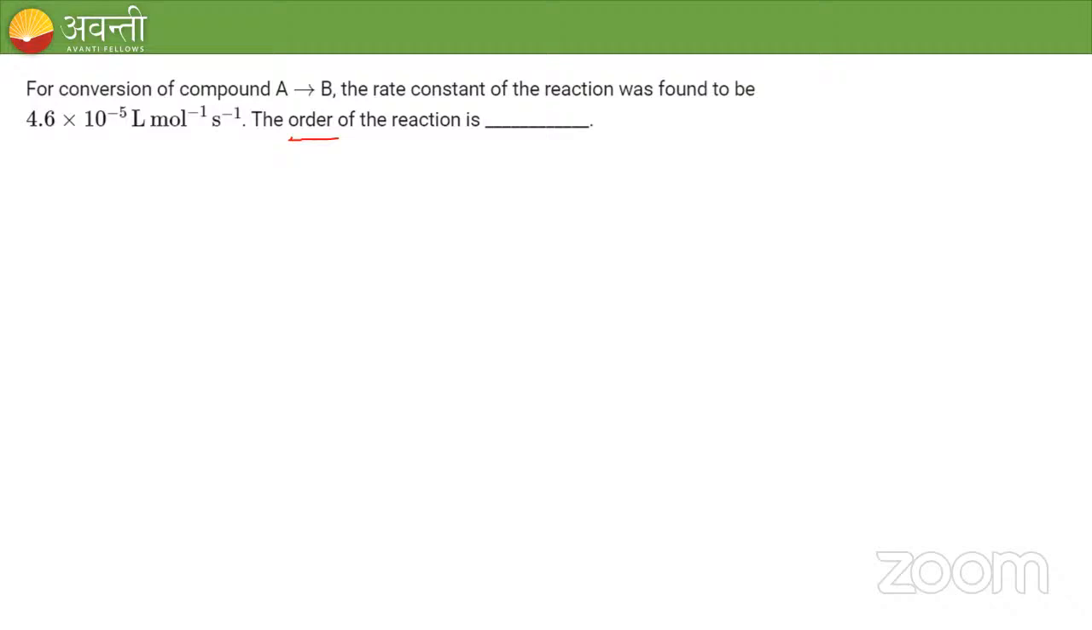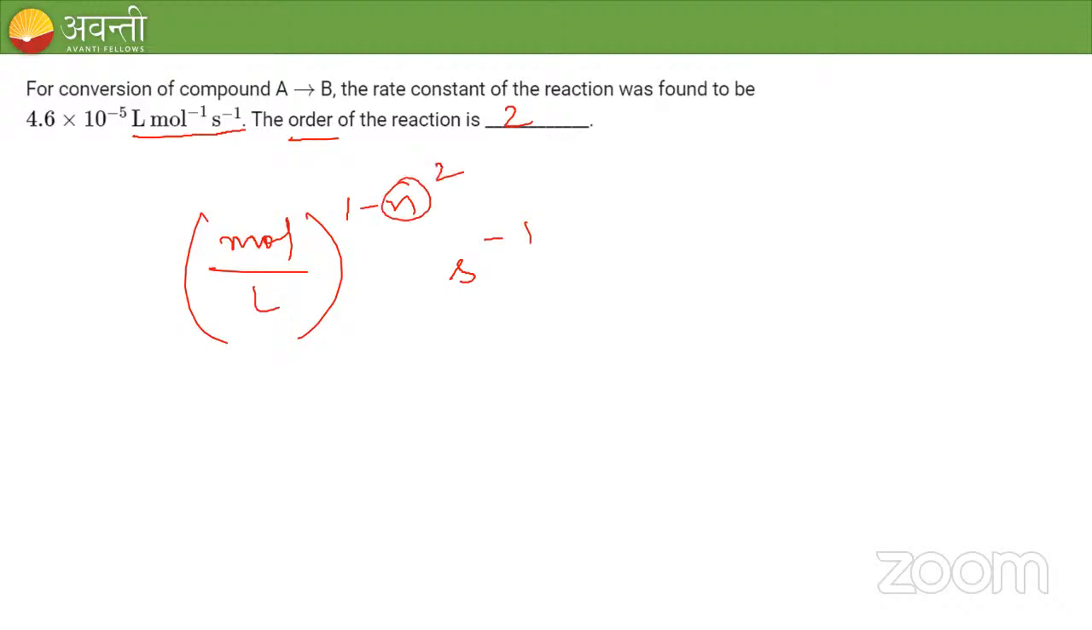We are provided with the rate constant value and with its unit. How will you find out the order? What could be the correct order of this reaction? Very good, Sanika. It is 2. The order is 2 because the unit is liter per mole per second. So the unit mole per liter to the power 1 minus n per second formula has to be used, and if you substitute n value as 2, you will get liter per mole per second. So the answer is 2. Very good, Vaishnavi. Order of the reaction is 2.